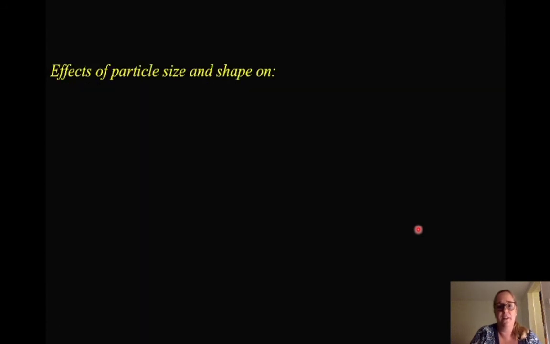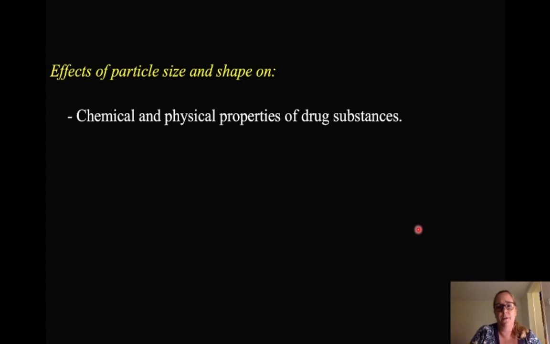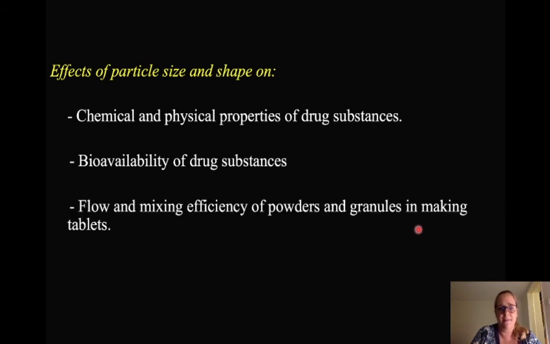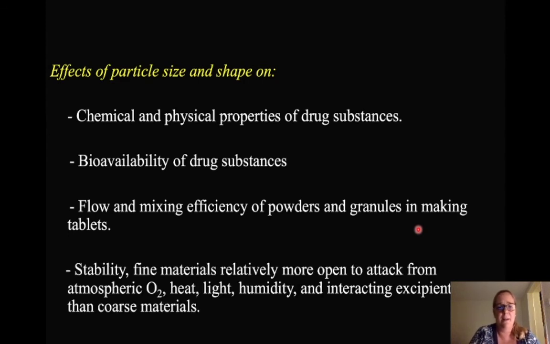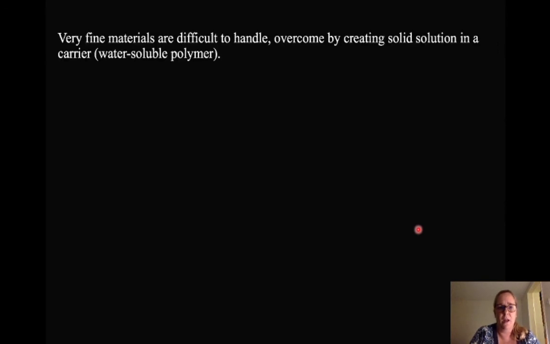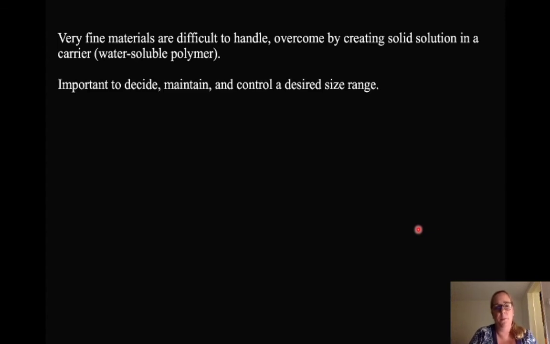So the effect of particle size and shape on the chemical and physical properties of drug substances: things like bioavailability of drug substances, which we'll have a look at later, the flow and mixing efficiency of powders and granules, so making the tablets, and also the stability. We've already looked at this. Very fine materials are difficult to handle, and you can overcome this by creating something called a solid solution in a carrier, like a water-soluble polymer. However, you need to decide and maintain and control the desired size range.